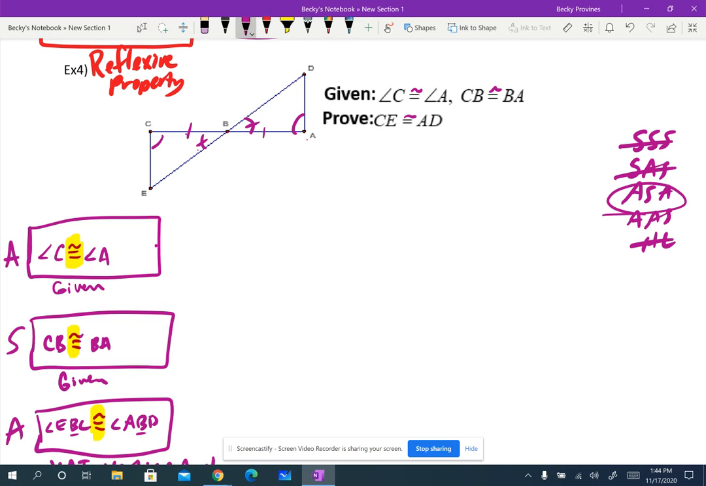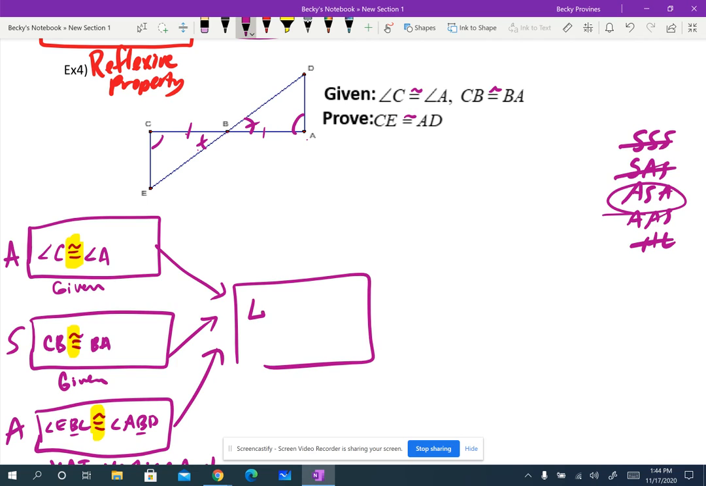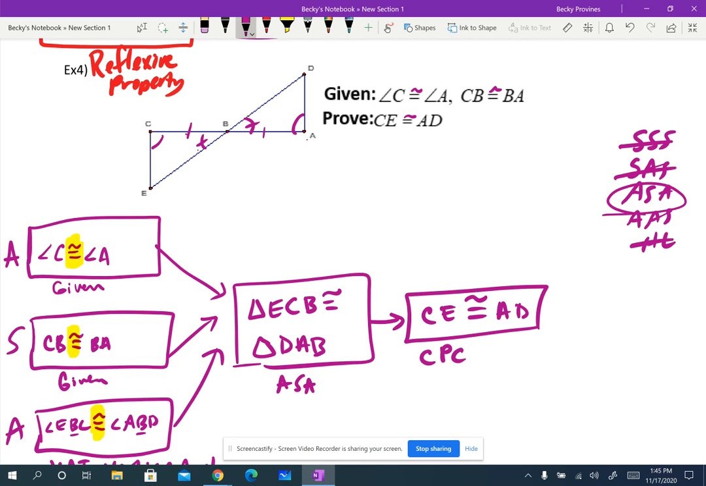Now, we're finished with this step, so we can go ahead and bring these all together and write your congruency statement. ECB. Now, I chose that order. Now, be careful. The order of the second triangle is important. E goes with D, C with A, B with B. Underneath, I have to write the way I'm proving it, which is angle, side, angle. And then lastly, what I set out to prove. CE is congruent to AD by the 5 letters CPCTC.